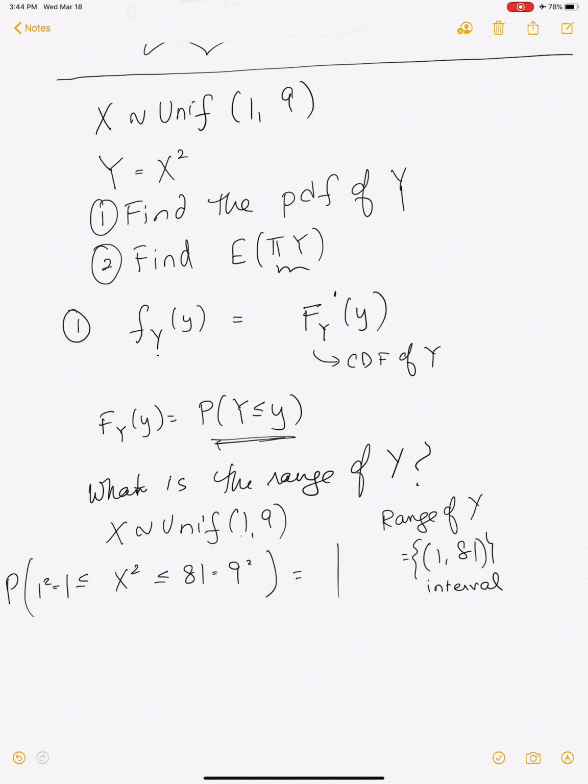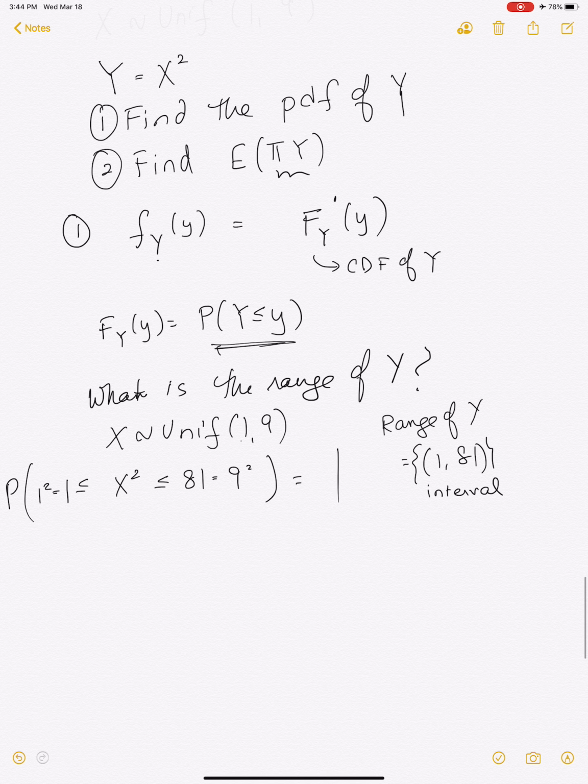Don't make that mistake. That's a very, very common error that I have seen. If somebody sees that a random variable is uniform, then a function of it is uniform on the new interval. Well, that's simply not true. Unless you have a linear function, it's simply not true. So let's go back to the CDF of Y and try and figure out what it is. Well, you know that the random variable Y is going to be between 1 and 81.